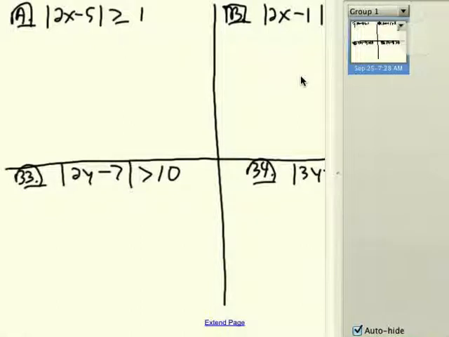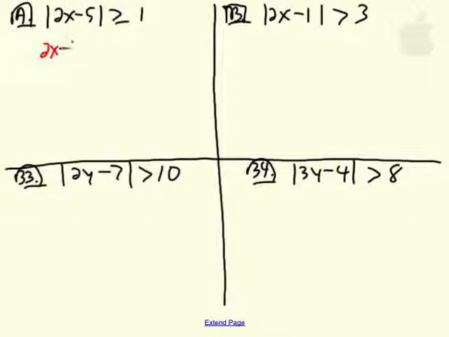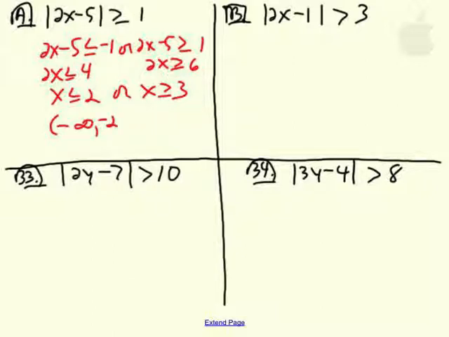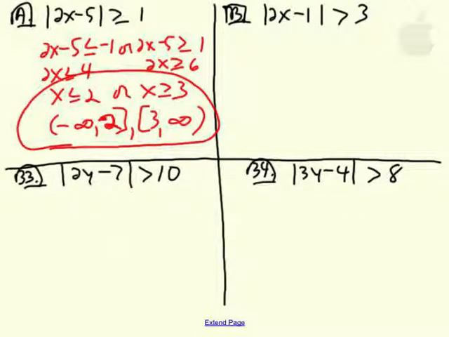Number 12 is wings. We're going to have 2x minus 5 to the left of minus 1 or 2x minus 5 to the right of 1. Now solve each. 2x is less than or equal to 4. X is less than or equal to 2. Or, on the other side, 2x is greater than or equal to 6. So x is greater than or equal to 3. So this would be minus infinity to 2, bracket, comma, bracket 3 to infinity. That's a positive 2. You should stop the movie and try 33 and 34.